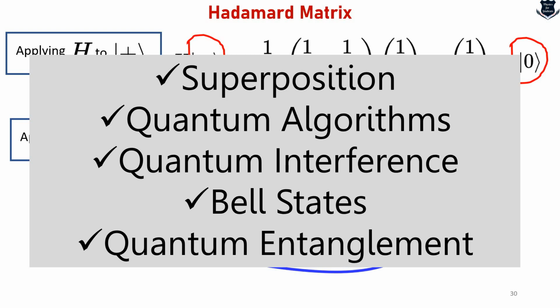So we can say that the Hadamard matrix is a fundamental tool in quantum mechanics and also in quantum computing for creating superposition, enabling what is called quantum parallelism, and forming the basis of various quantum algorithms and various other protocols.